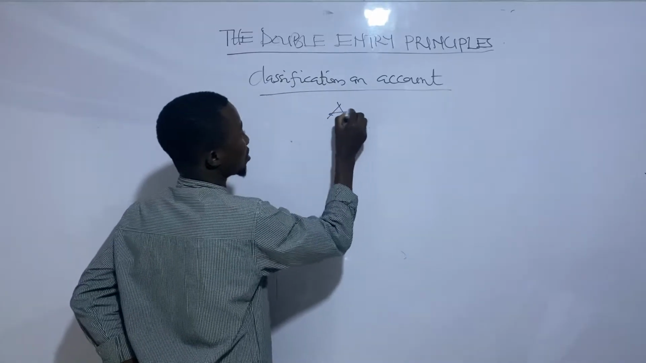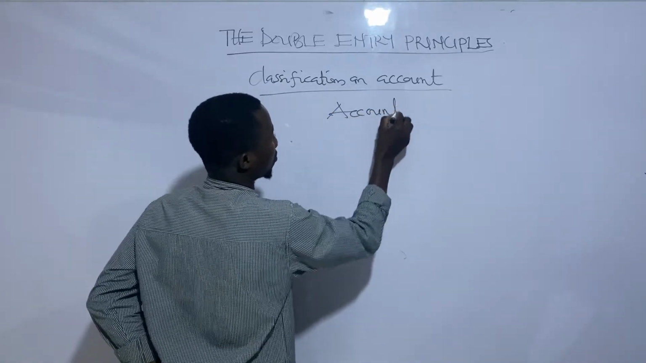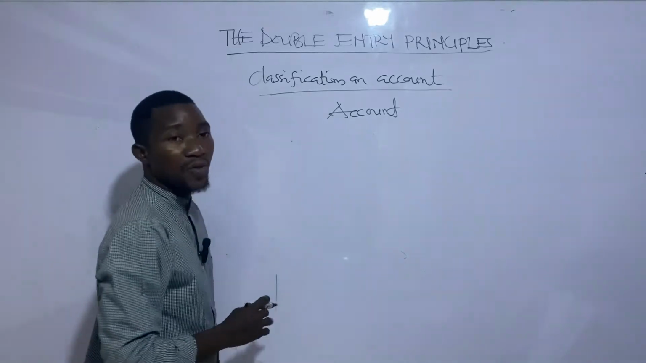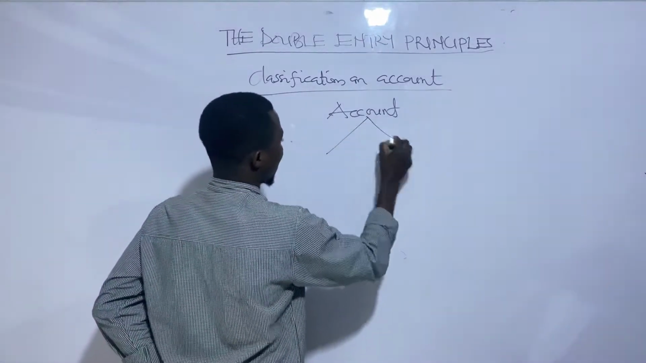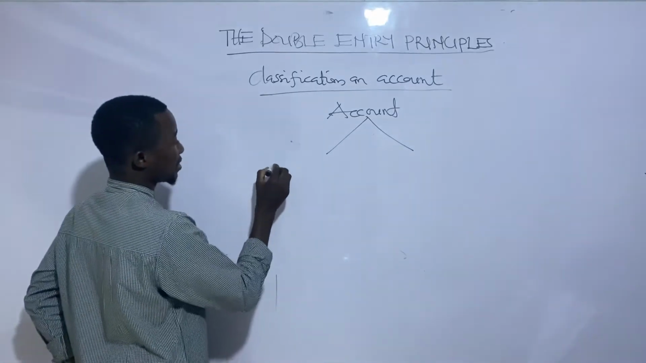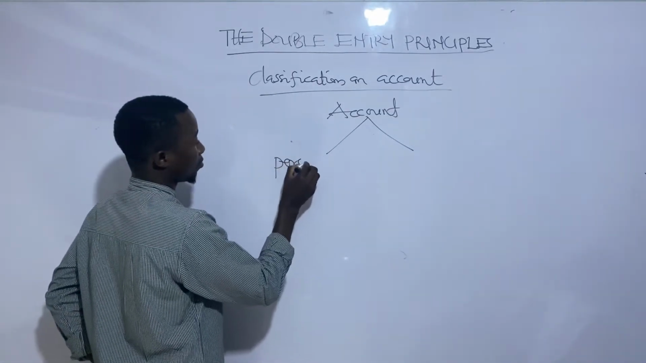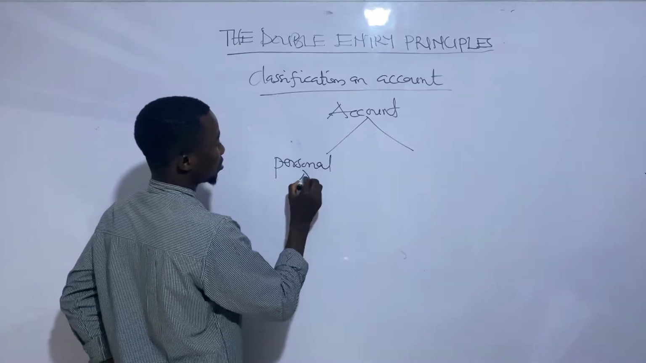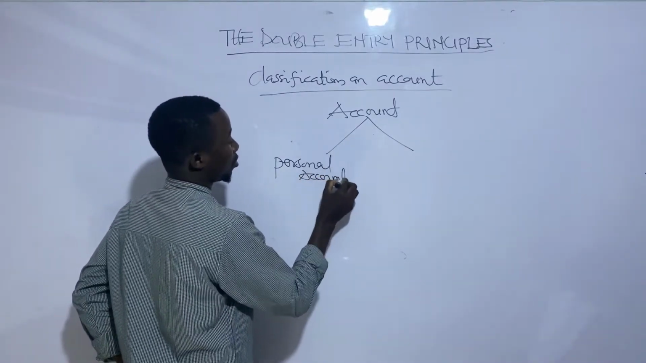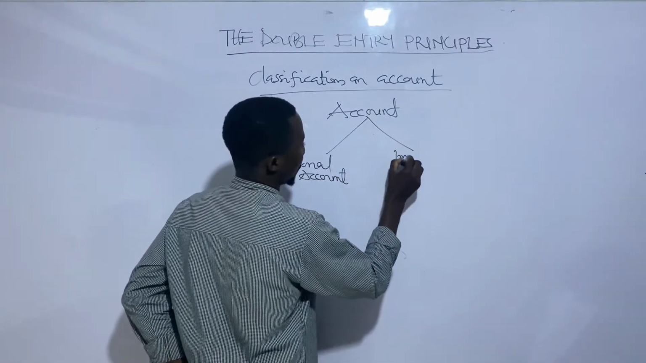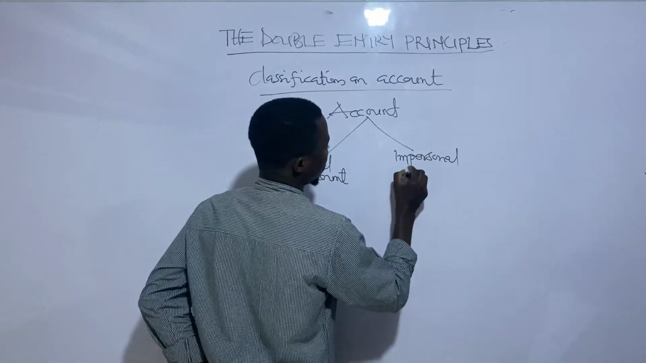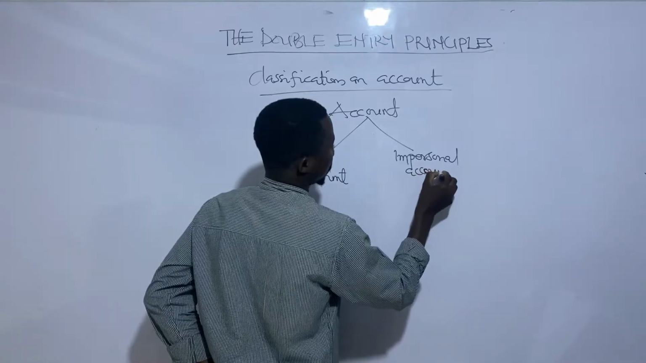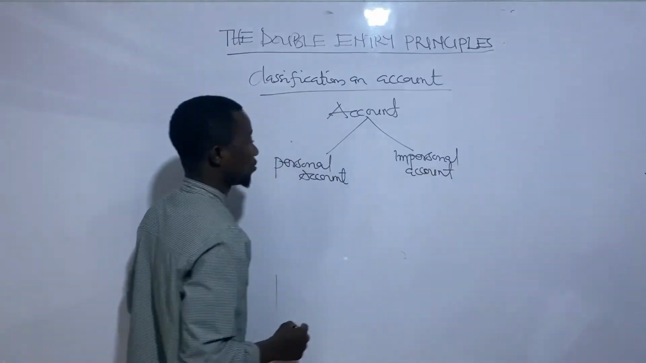So I'll say account. So we have two broad classification of an account. So the two broad classification of an account is what we call personal account, and we have the impersonal account. Good.